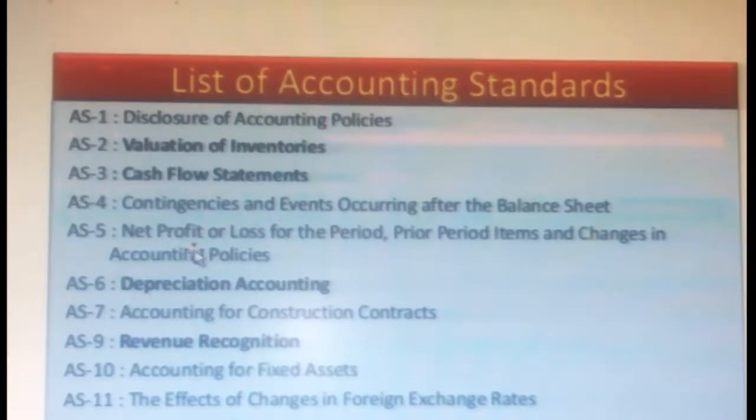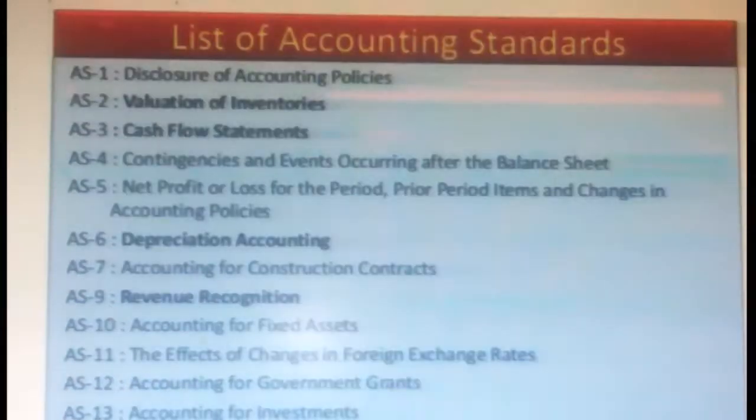Then AS5, net profit or loss for the period, prior period items and changes in accounting policies. So this is discussed in your higher classes. Then what is AS6? Depreciation accounting, correct. So different methods of calculating depreciation for the fixed assets, correct. Then AS7, accounting for construction contracts. Here a construction company has to follow accounting standard 7 to calculate their profit, correct.